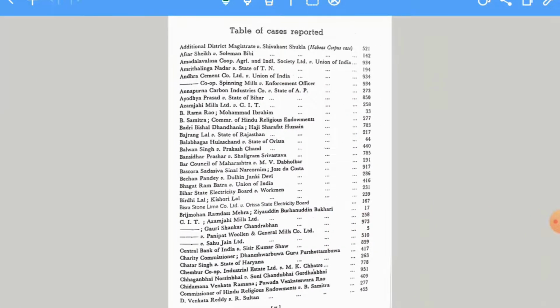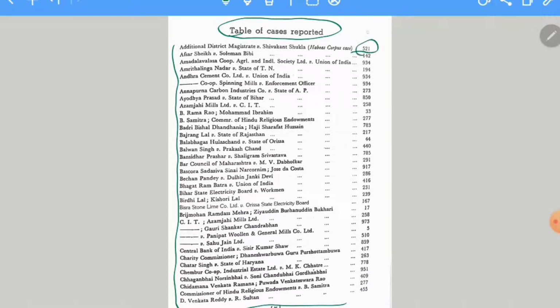Moving further, you will see the table of cases reported. On this page you will find the number of cases which have been reported as well as the names of the cases which have been reported. They are all in alphabetical order. Apart from the alphabetical order, you can see on the opposite side the page number. So this is the page number and this is the name of the case. Among the names of cases you can see here, one of the important cases which you all know in Indian constitutional matters, that is ADM Jabalpur.